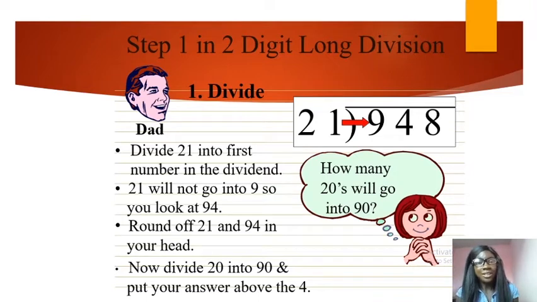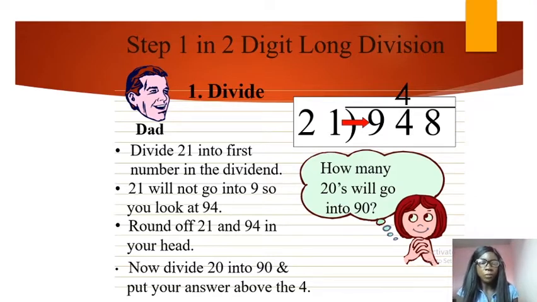So when we round up 90, we have to think, how many 20s will go into what? 90. How many 20s? 4, right? I believe you say the answer. 4 20s will go into 90. So Daddy says we should put the answer above what? 4. And this is the 4 here. So we put 4 above what? 4. Okay? I believe you understand what Daddy is trying to tell us. Daddy just wants to make this problem very easy for us by rounding the numbers.